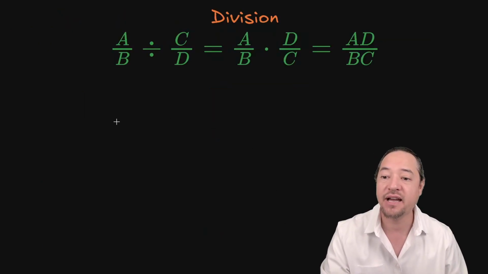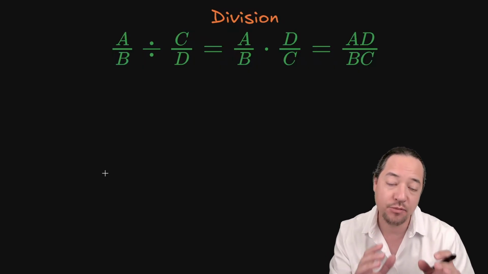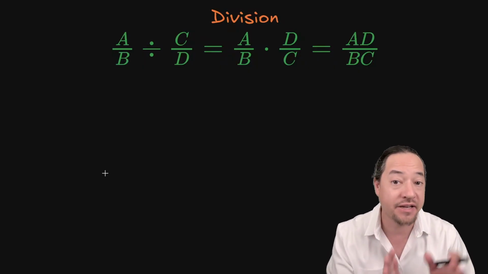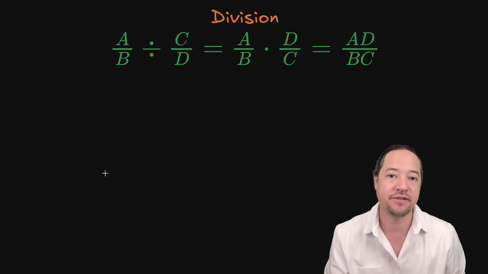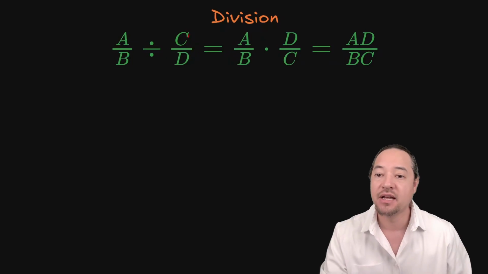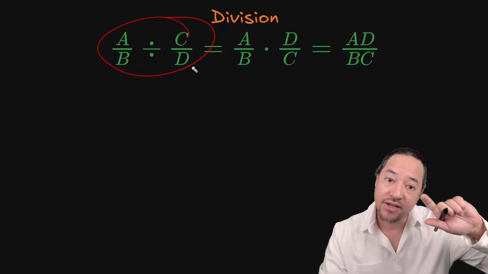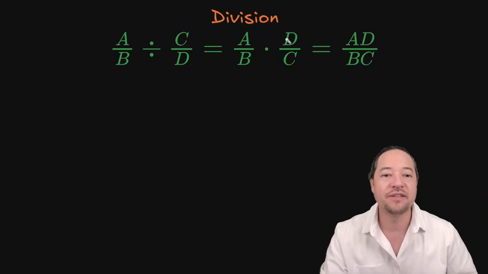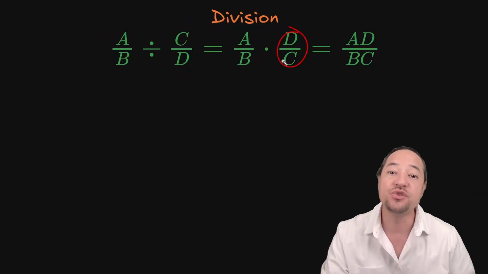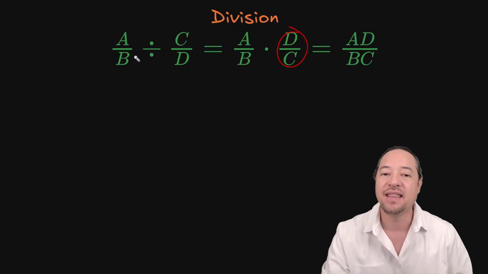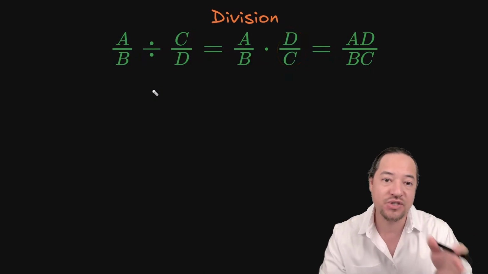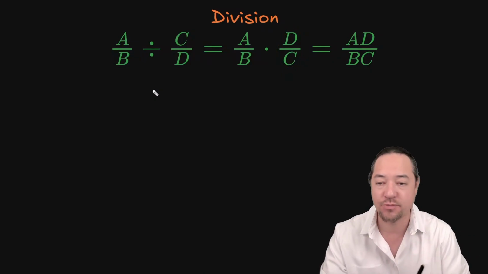All right, so here we have division, and just like multiplication, if you know how to divide fractions, you know how to divide rational expressions. So how do we divide fractions? Well, you take the second one and you take the reciprocal of it, you flip that over, and then you just do multiplication, right? So that's the rule here for fraction division. We're going to apply that to rational expressions.